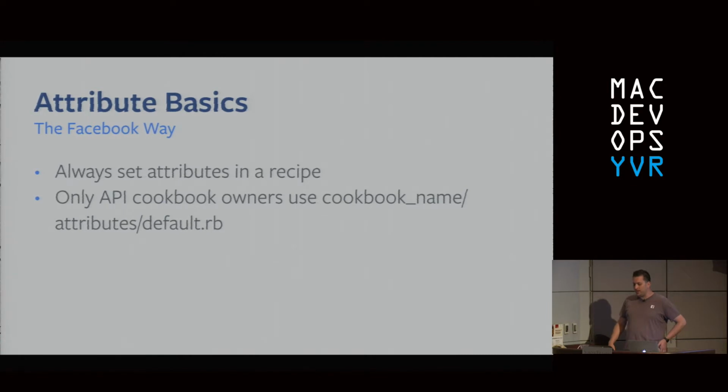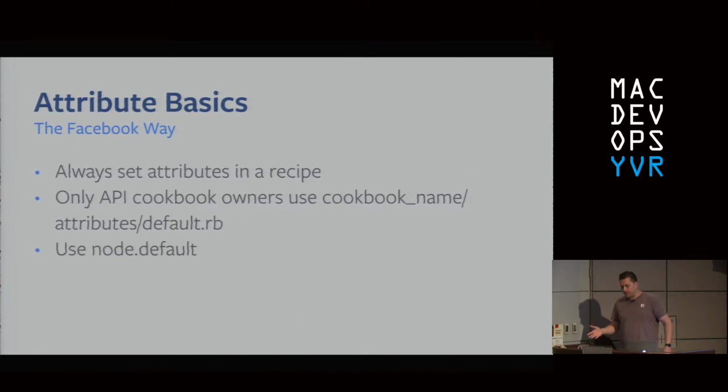And definitely don't put it in attributes/default.rb. That is for the person who wrote the API cookbook. It's where they put default values, a scaffold to show you what values are available, and maybe even sane defaults. So don't ever change it there. You should never have to modify the original API cookbook in order to get done what you're trying to do.